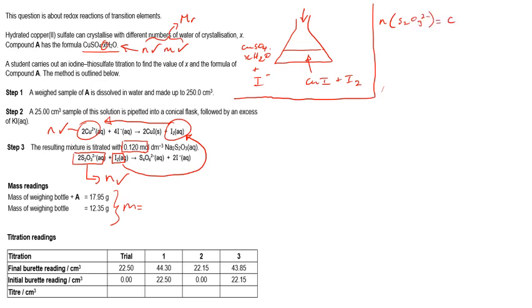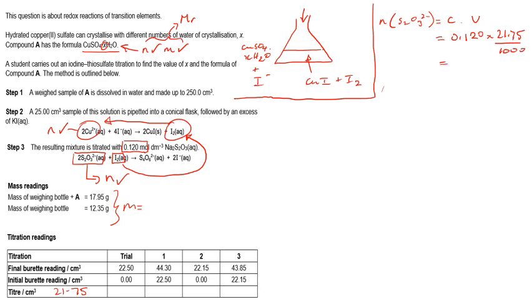It's concentration times volume, of course. Concentration we're given in the question is 0.12, and our volume we have to work out. Separately, I worked out this mean titre, and it's 21.75 cm cubed. So that's 21.75 converted into dm cubed.